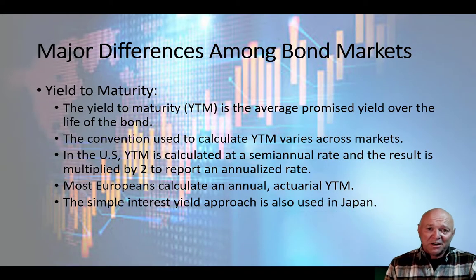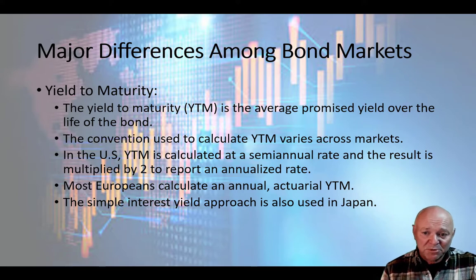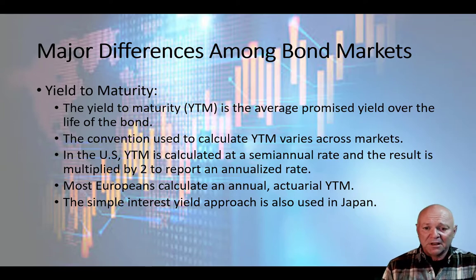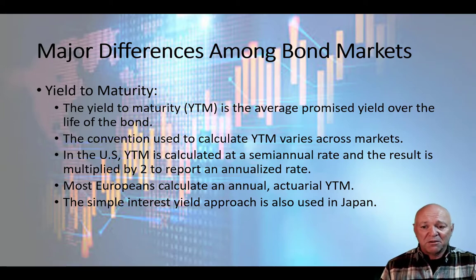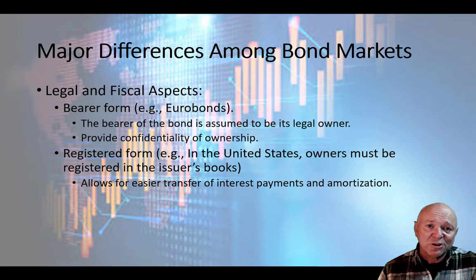Some of the major differences between bond markets: well, the yield to maturity that we calculate, we saw in an earlier course, is the average promised yield over the life of the bond. And the convention that we use across markets may be a little bit different. In the US, yield to maturity is calculated using the semi-annual rate, and we multiply it by 2 to get the annual rate. Most Europeans calculate an annual actuarial yield to maturity, and the simple interest approach is used in Japan. There may also be other differences, including things like legal basis.